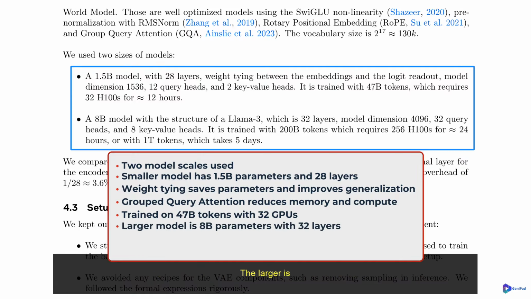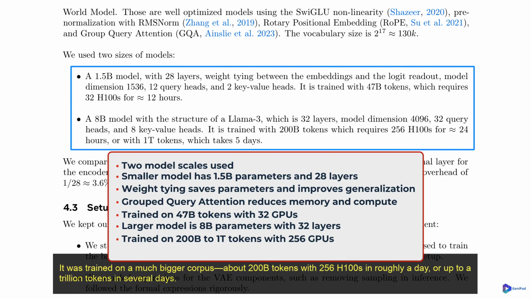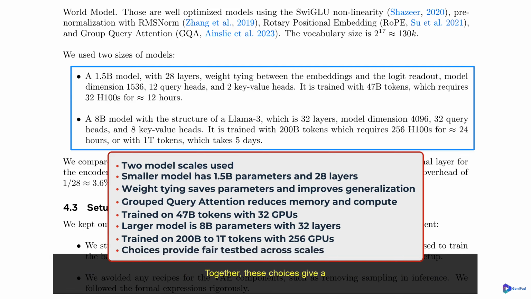The larger is an 8B model patterned after Llama-3: 32 layers, a wider hidden size, 32 query heads, and 8 key value heads. It was trained on a much bigger corpus, about 200B tokens with 256 H100s in roughly a day, or up to 1 trillion tokens in several days. Together, these choices give a fair testbed across medium and large scales without exotic tricks.